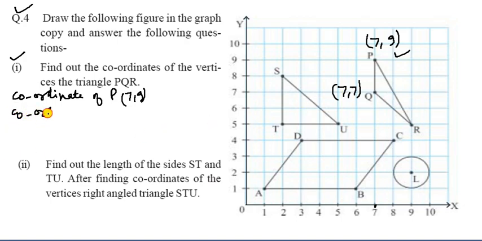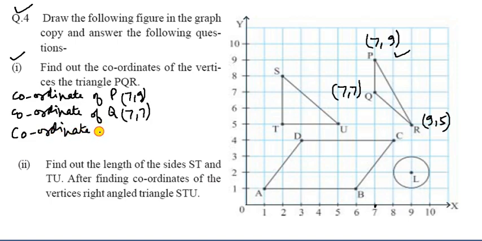Yes, and what about Q? The first is 7, so you can write 7, and the second one is also 7. So you have to write 7, 7. So coordinate of Q, it is 7, 7. Now let us see the coordinate R. So that one is 9 here, and here is 5. So you have to write 9, 5. So coordinate of R, that is 9, 5. So that one is your answer.